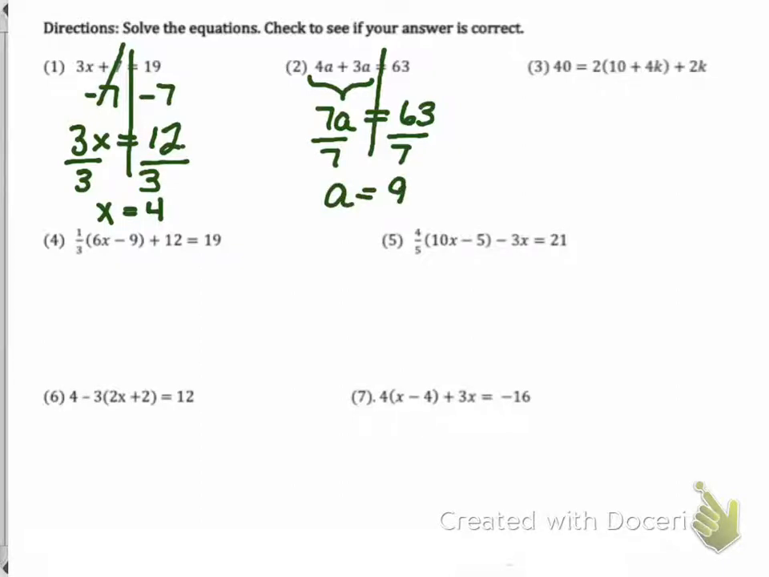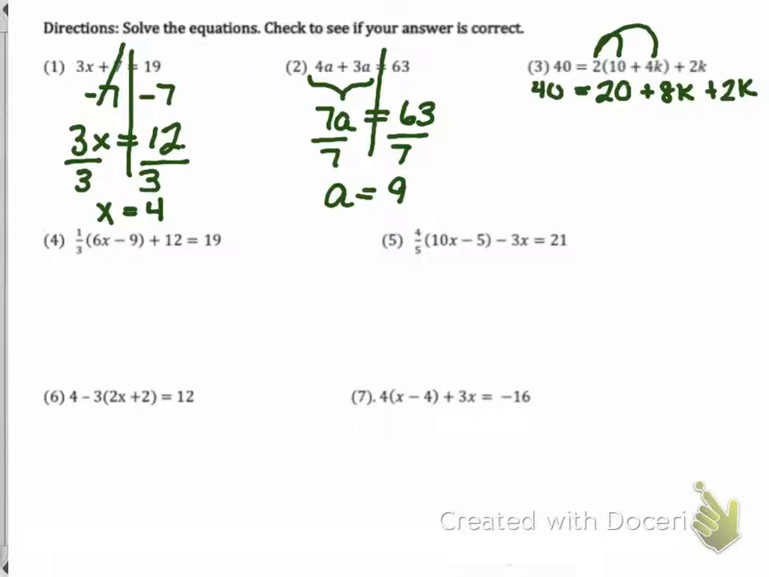Now, number 3, what makes this different is I have a set of parentheses. So I have to simplify that first, kind of like combining like terms in a way. So what I would do first is distribute the 2 to everything. So 2 times 10 is 20. 2 times 4k is 8k. And then I bring down the rest of the problem.